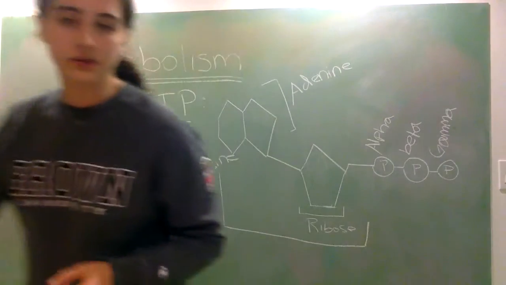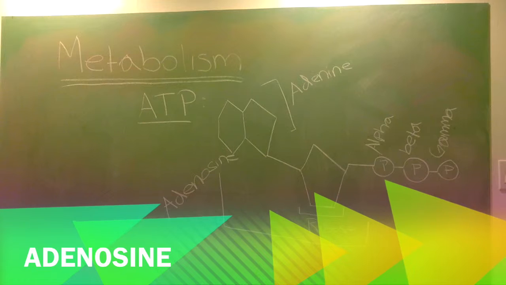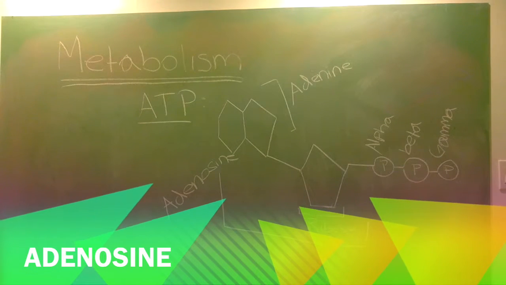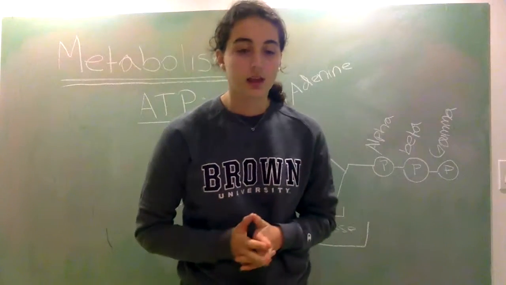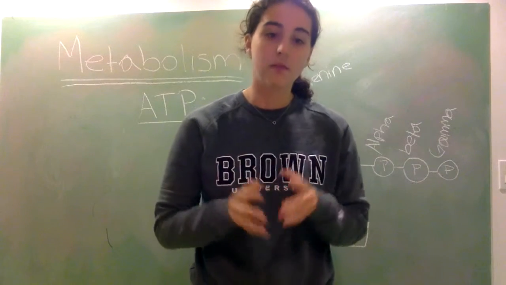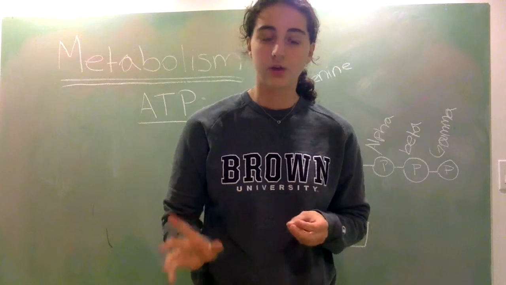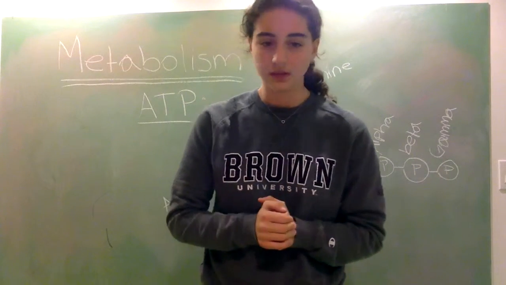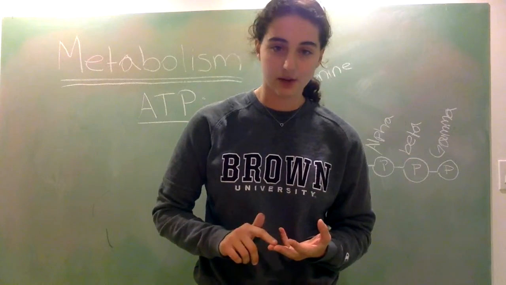I'm going to step aside for a second so you can see the diagram behind me. You can see the adenosine is made up of adenine and ribose, which is a 5-carbon sugar, and then the 3 phosphate groups, which are labeled as P. So adenosine, like I just said, is made up of the nitrogenous base adenine and a 5-carbon sugar, which in this case is ribose. The 3 phosphate groups are labeled as alpha, beta, and gamma.